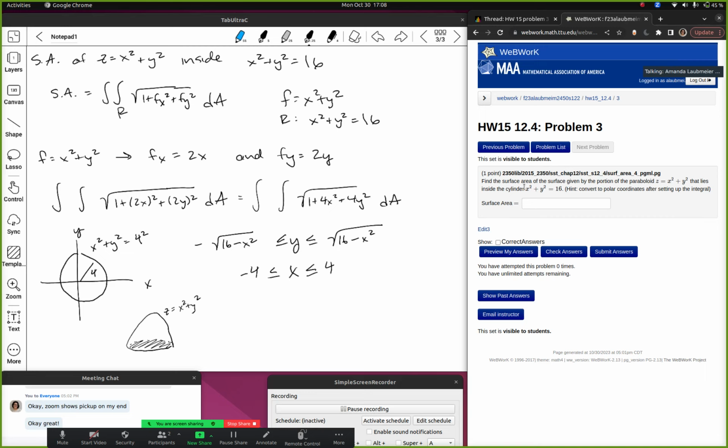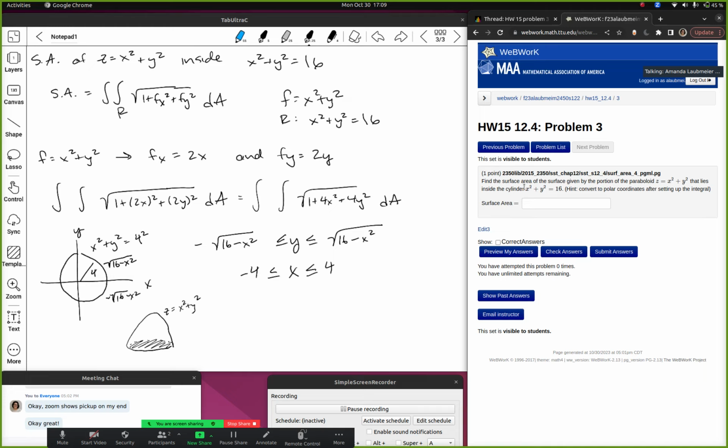You get that the top part of this curve is root 16 minus x squared, and the bottom part of this curve is minus root 16 minus x squared. So bottom to top bounds in y like that. And then left to right, you could find out that this interval is given by -4 to +4.